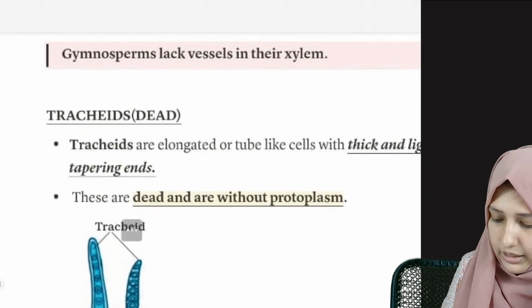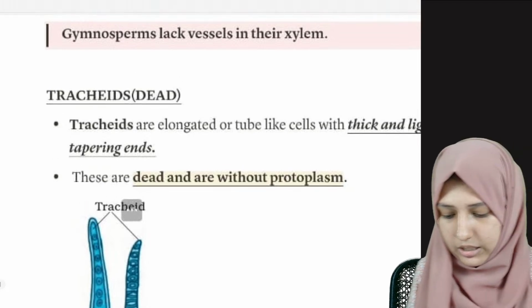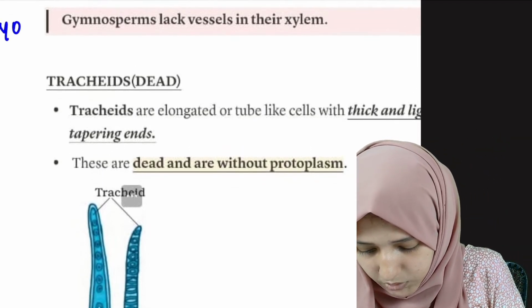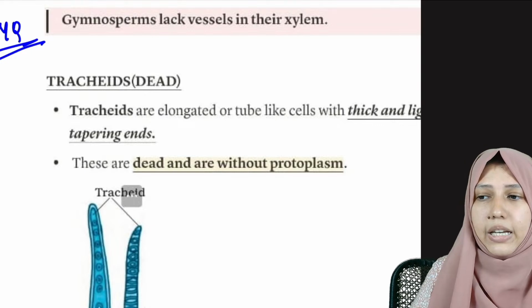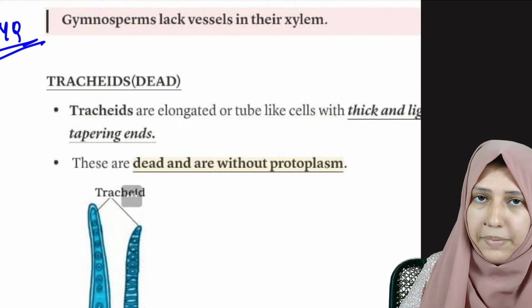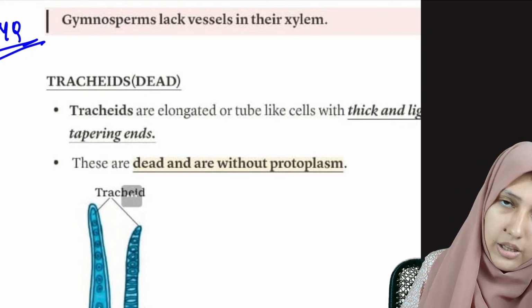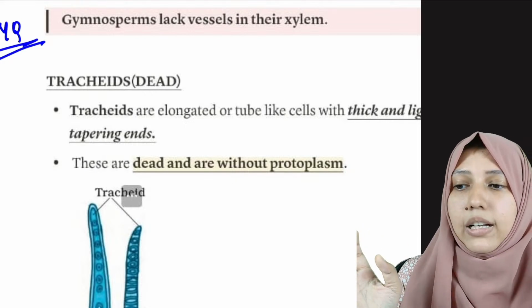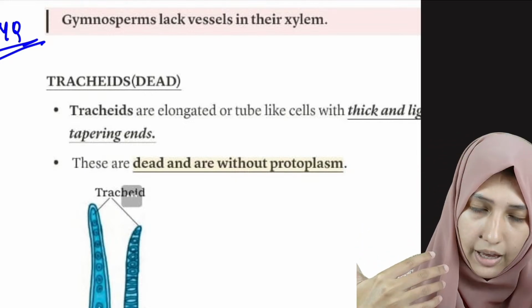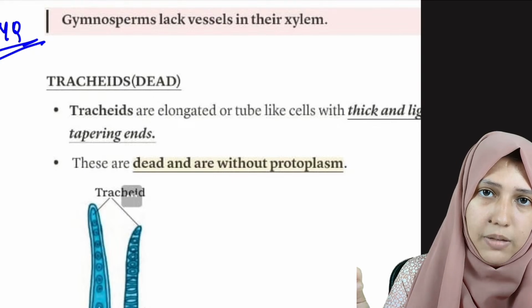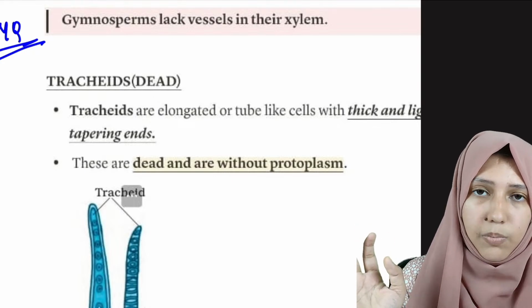Okay, now discussing more about the tracheids. This is a point to be noted. This was a PYQ. Gymnosperms lack vessels in their xylem. They are having xylem, but their xylem will be lacking vessels. They won't be having vessels.